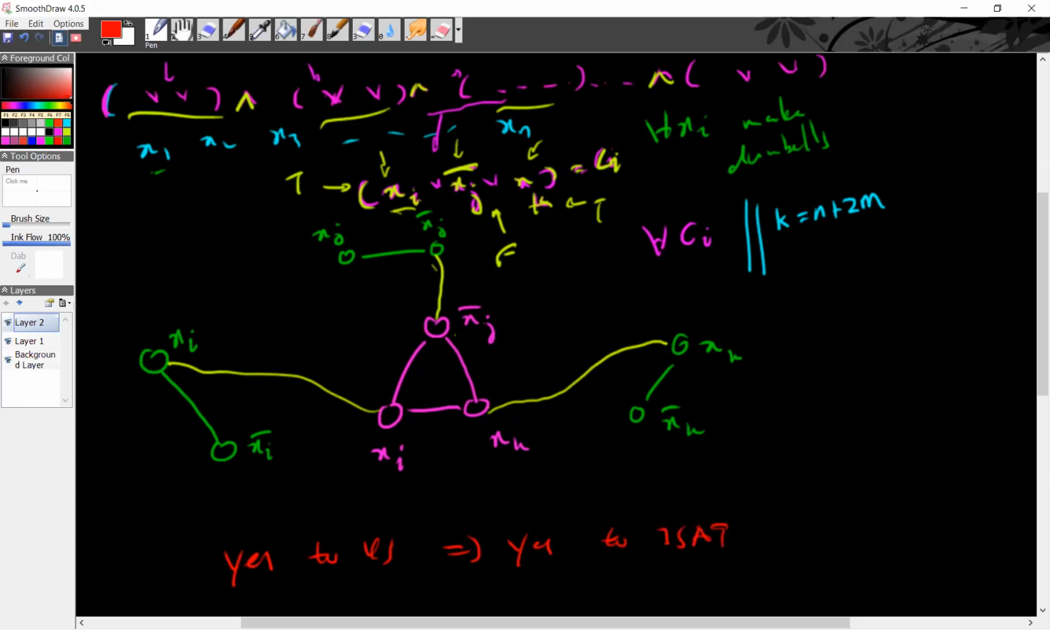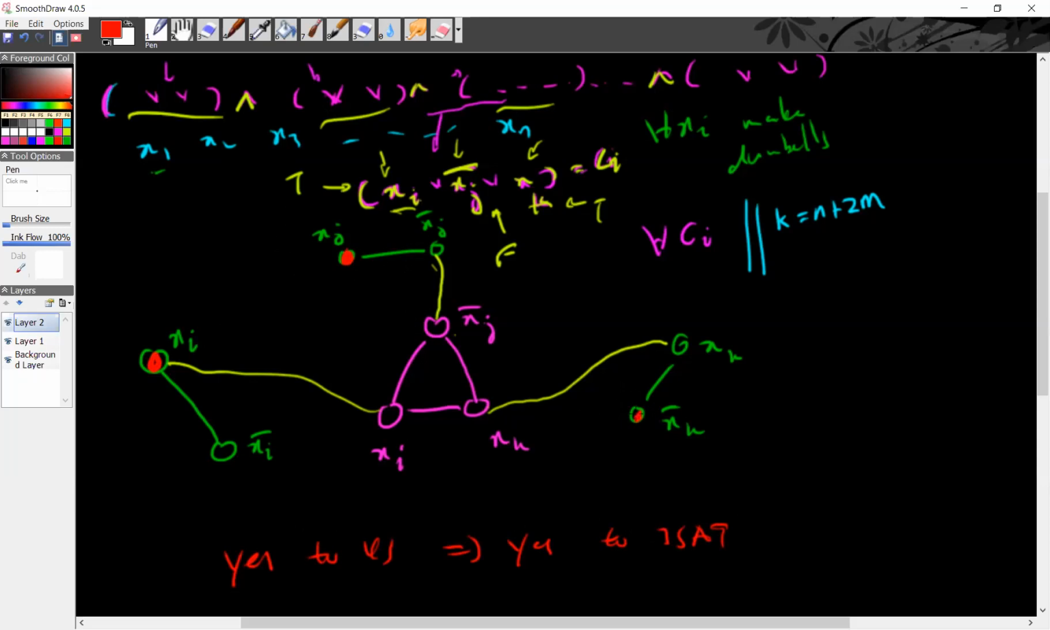Okay, so assume that there is a vertex cover. Based on the observations that I laid out to you, we know that this means that in every triangle there's going to be exactly 2 nodes, and in every dumbbell there's going to be exactly 1 node. So for example, maybe it looks like this.